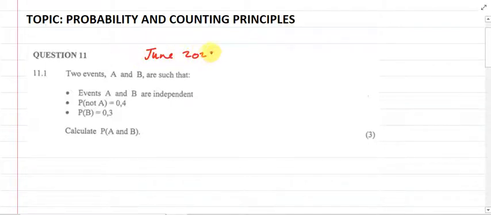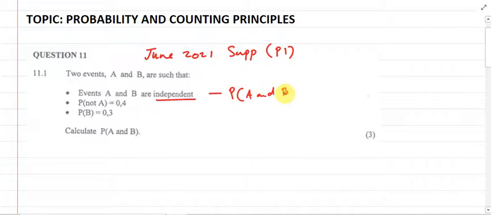June 2021 Supp paper, so that's paper 1. Now, two events A and B are such that events A and B are independent. A very good question: what does independent mean, guys? Independent means that the probability of A and B becomes the product of the two probabilities, in other words, probability of A times probability of B. So the probability of A and B is equal to the probability of A times the probability of B.